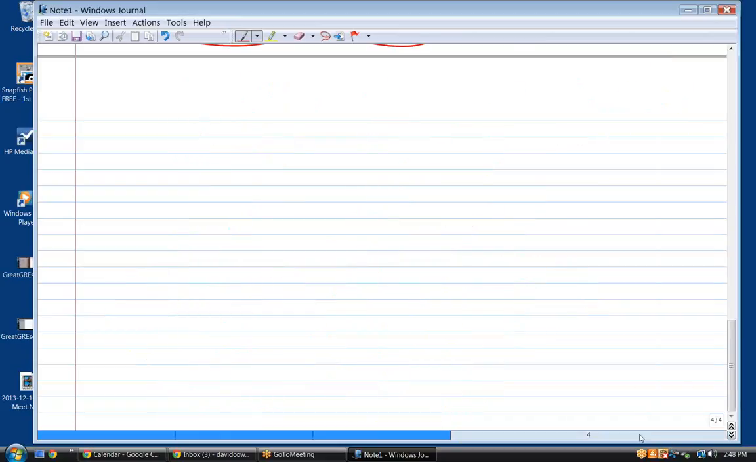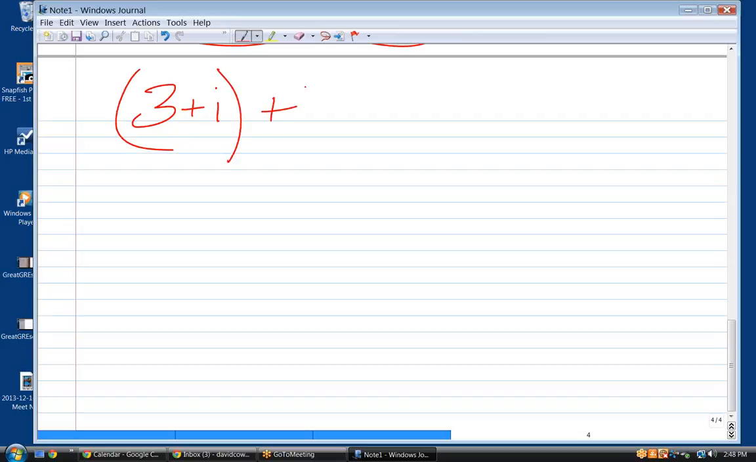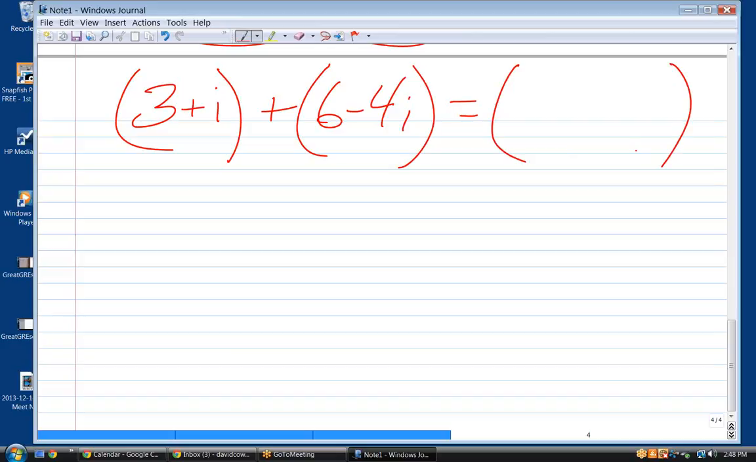So the rest of it says complete the operations indicated. Final answers must be in standard form for complex numbers. The first one says 3 plus i plus 6 minus 4i. When you're adding and subtracting, piece of cake. Add the reals, add the imaginaries. So it's 9 minus 3i. That's the answer.